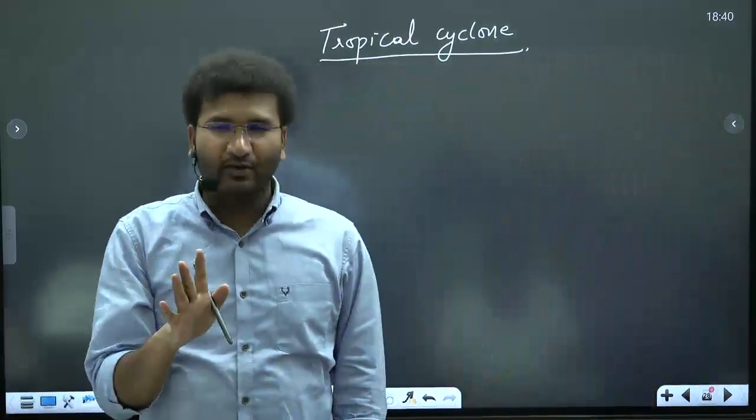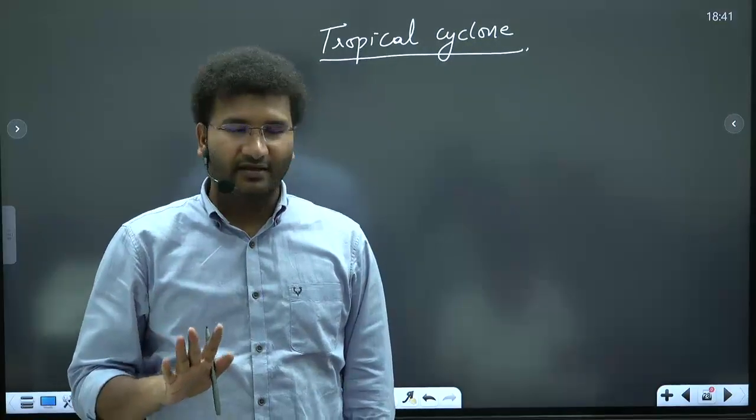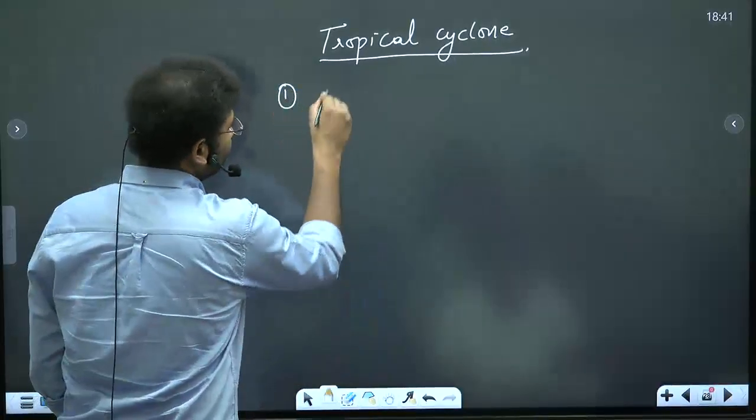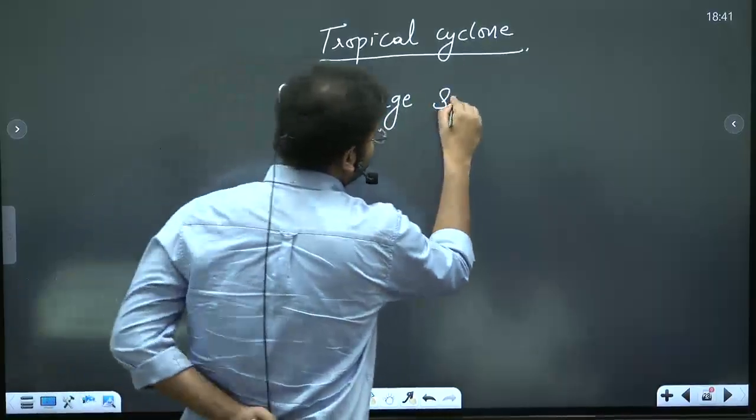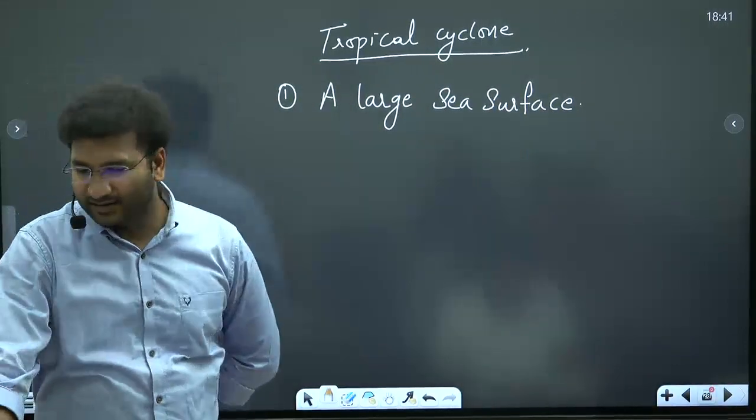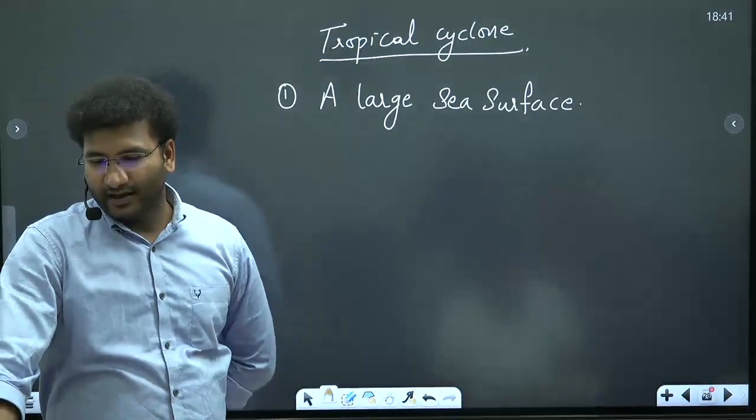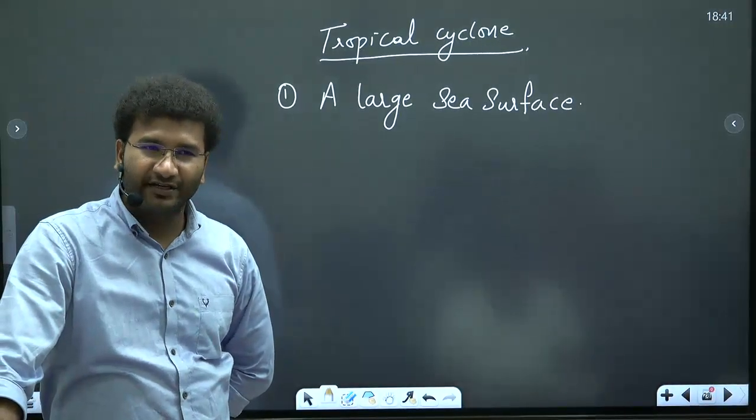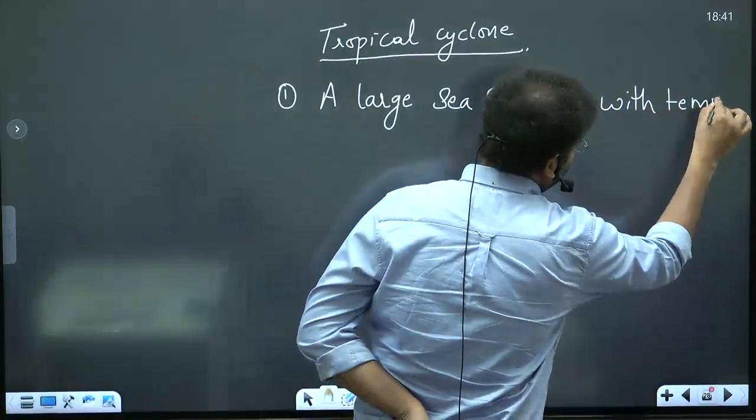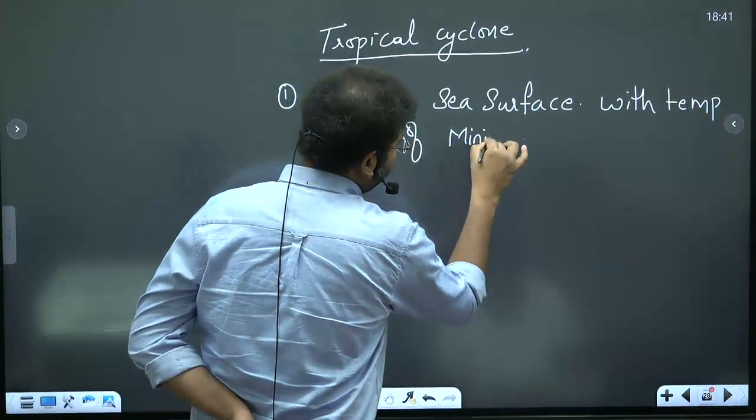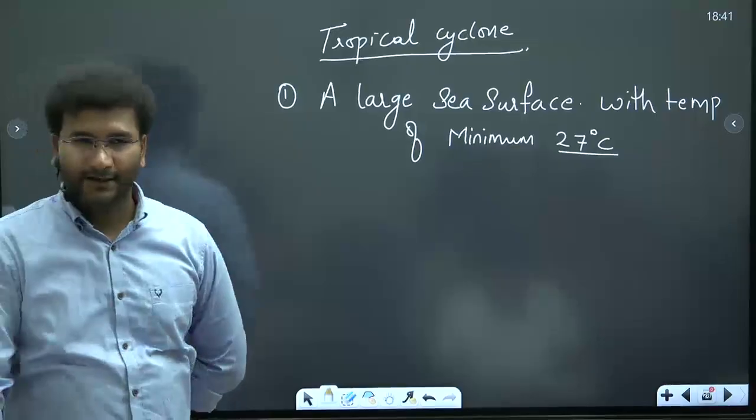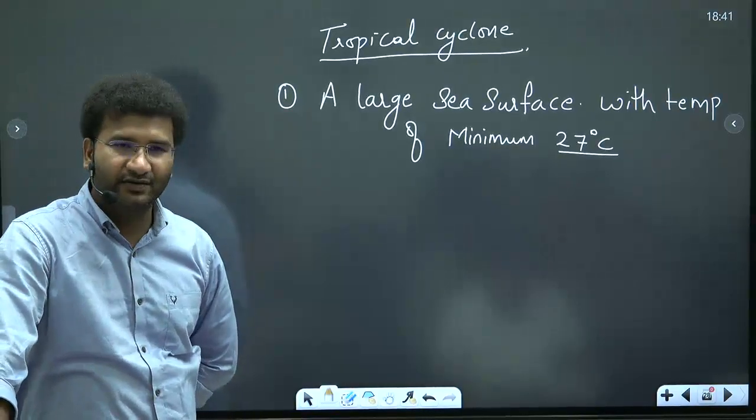First one, this tropical cyclone can only be formed on water. Okay? As soon as it touches the land, it loses its energy. Right? Firstly, a large sea surface. Okay? And this sea surface should have a temperature of more than 27 degrees Celsius. Okay? First condition is it at least needs 27 degrees Celsius.